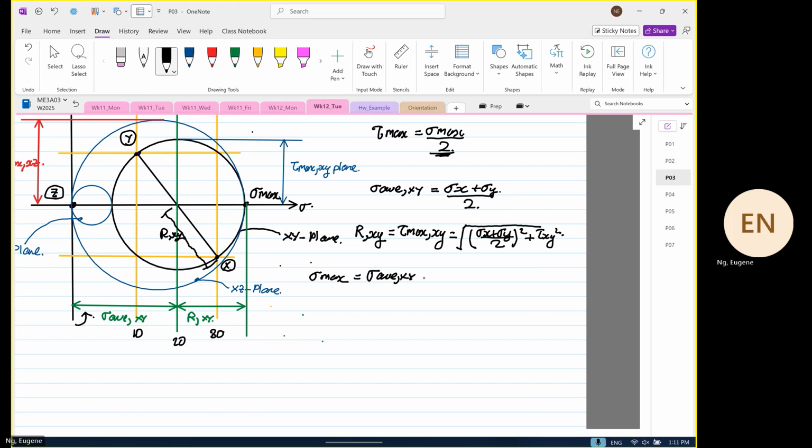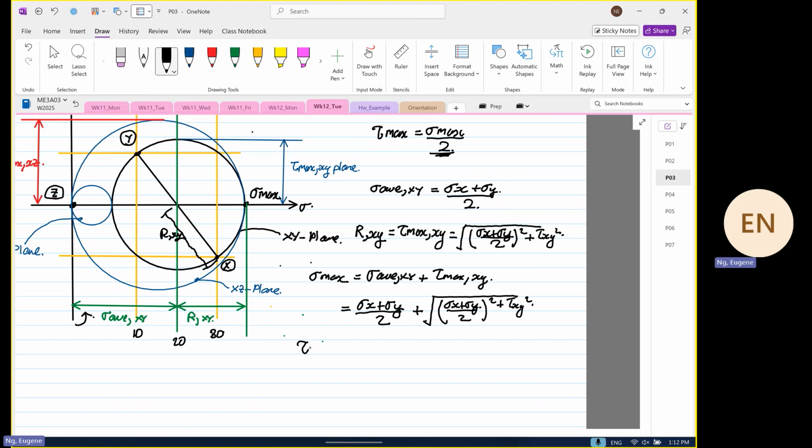XY plus tau max XY. So we will write this out. So this will be equal to stress X plus stress Y divided by 2, and then plus the whole thing square root of stress X plus stress Y over 2 squared plus shear XY squared.